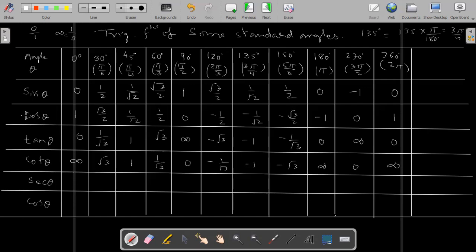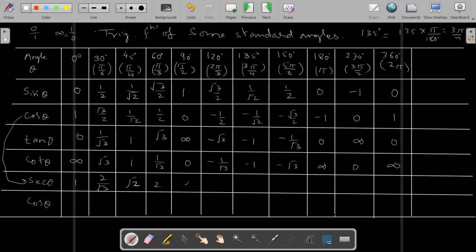Similarly, the cosec reciprocal is sec. The reciprocal of 1 is 1. Reciprocal of root 3 by 2 is 2 by root 3. Reciprocal of 1 by root 2 is root 2. Reciprocal of 1 by 2 is 2.